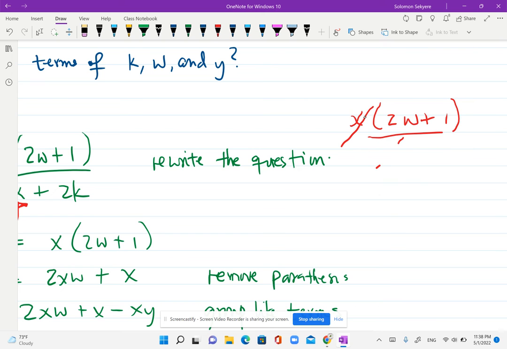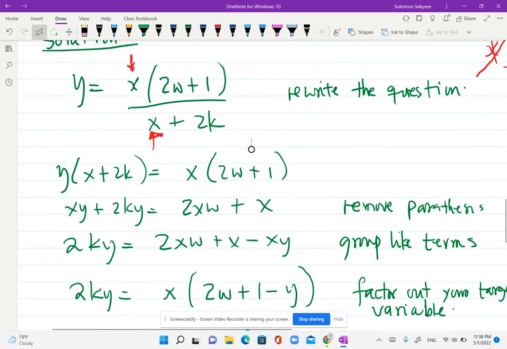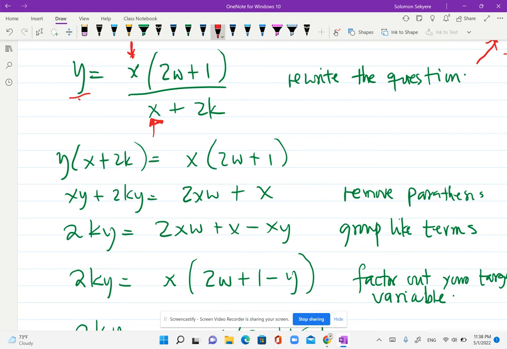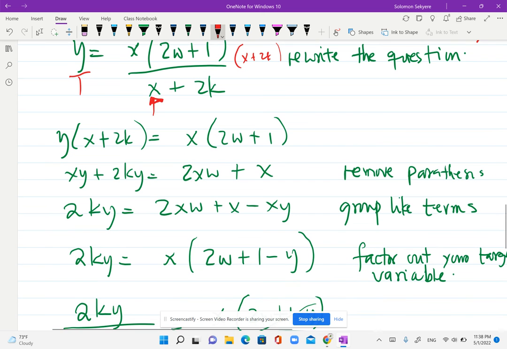You can only do that if you have at the bottom x times 2k. Then you can do that. But if it's x plus, you cannot do that. So what are you going to do? This is over 1. So you are going to cross multiply, or multiply both sides by x plus 2k. When you do that, this cancels that, and you have y parenthesis x plus 2k is equal to x parenthesis 2w plus 1.